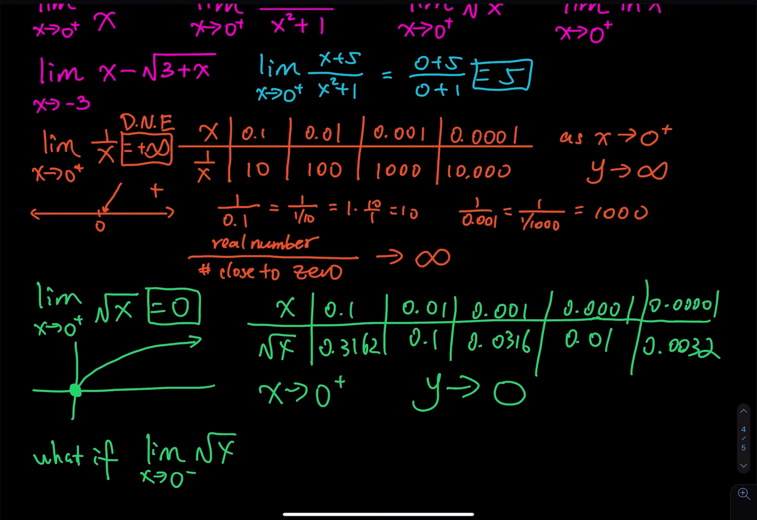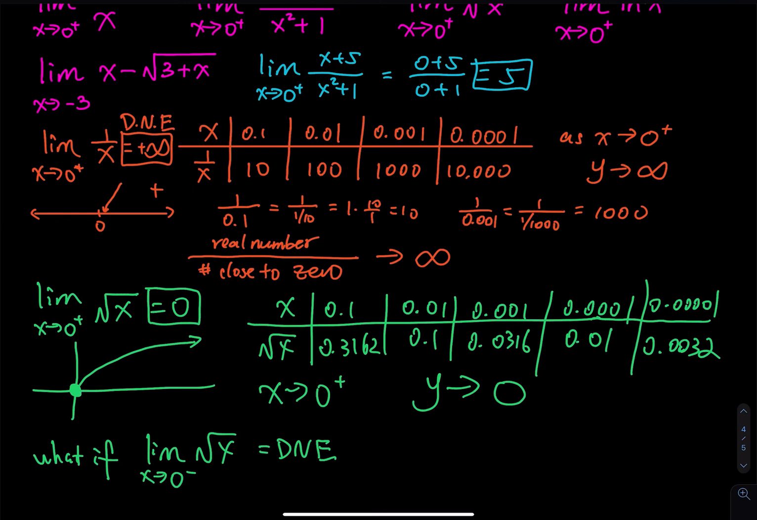Is the square root of a negative defined? No. Look at the graph. Do we have any graph on the left hand side of the y-axis? No. So that means this does not exist. You cannot evaluate the square root of a negative.